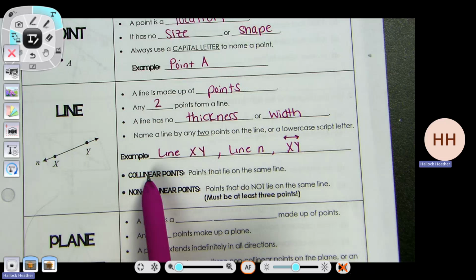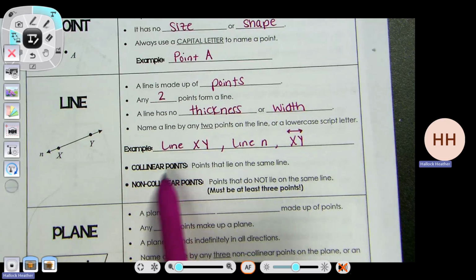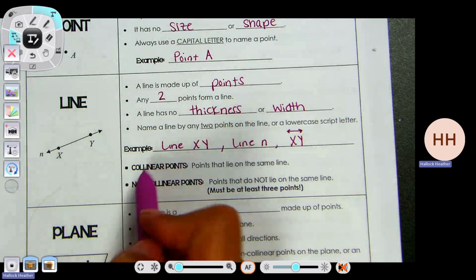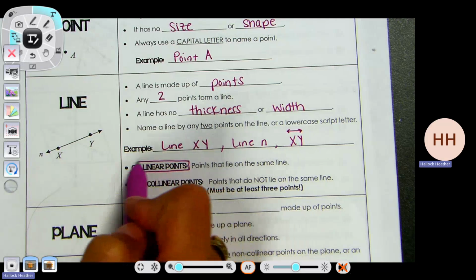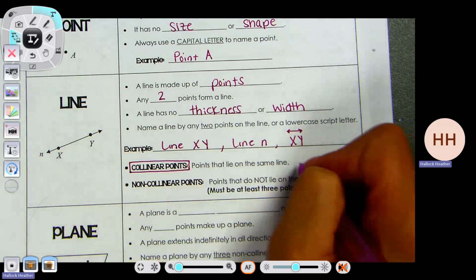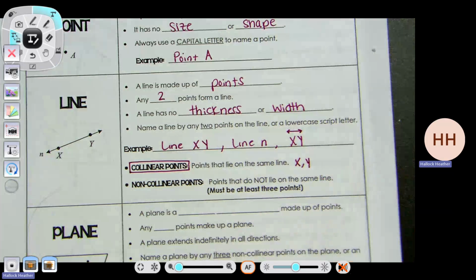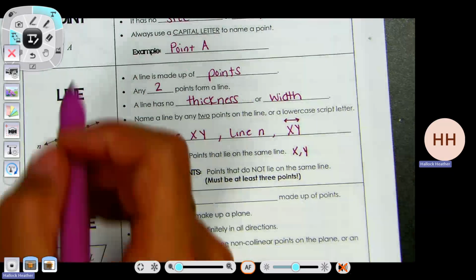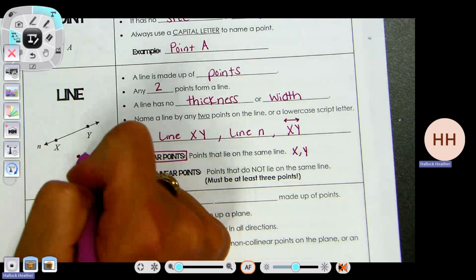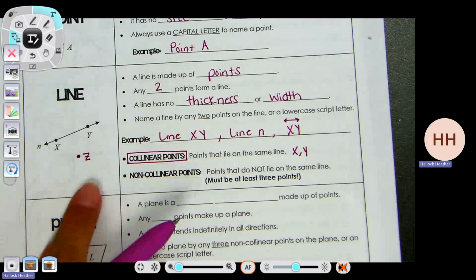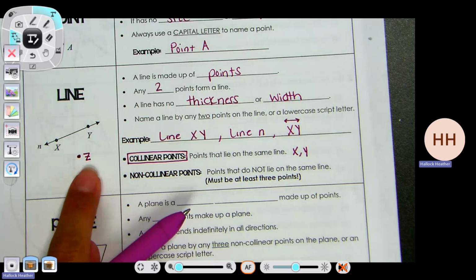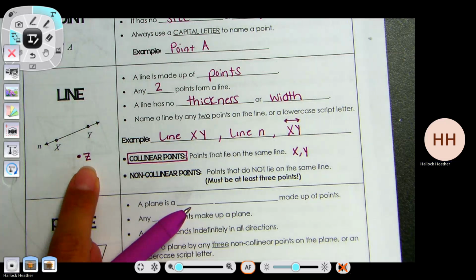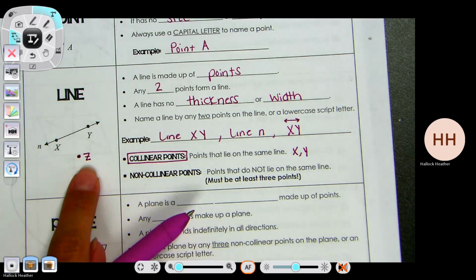So the vocabulary for lines are collinear points and non-collinear points. Collinear points are points that fall on the same line. So X and Y, they are points that fall on the line. If I add a point to my picture, we're going to add point Z. Let's put it off to the side. A point with a Z next to it. And for my Z's, I always put a line through it because they look like 2s sometimes. So that's my Z. This would be an example of a non-collinear point because it's not on the line. That's easy, right? Not too bad.